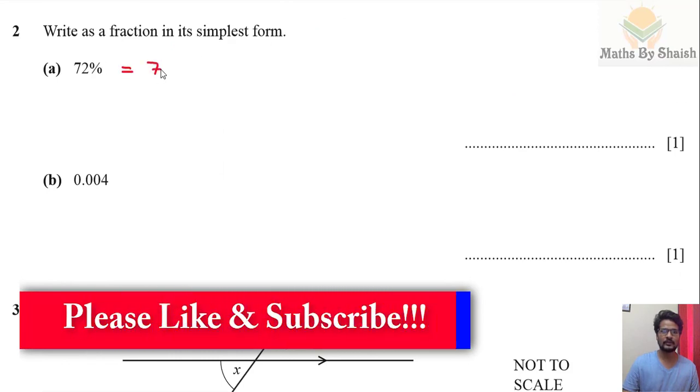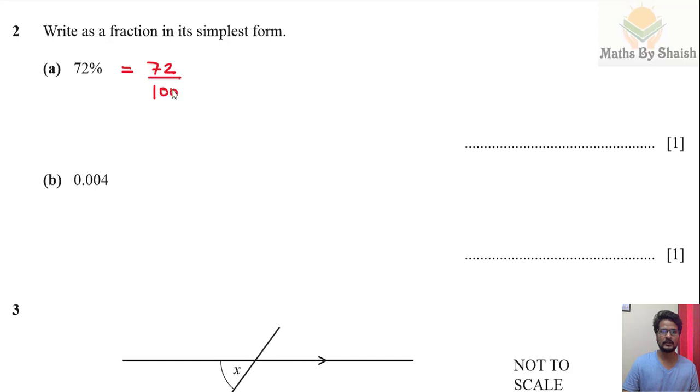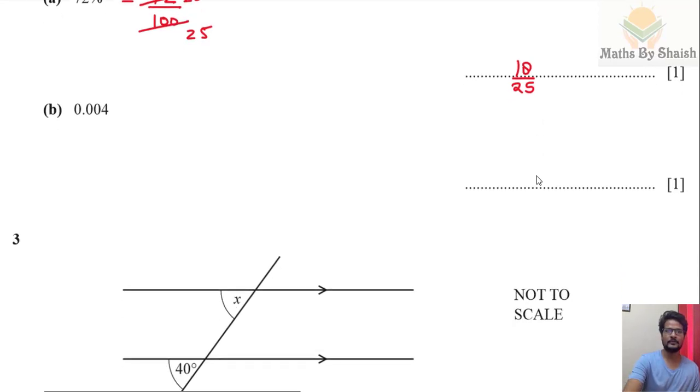So it is 72 over 100, and we can directly write our answer with the help of a calculator. It is going to be 72 over 100, and this is 18 over 25. 4 times 25 is 100, and 4 times 18 is 72. So 18 by 25 we can directly write from the calculator. And the B part also.